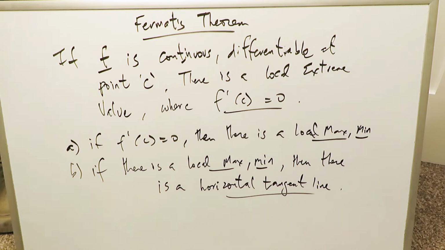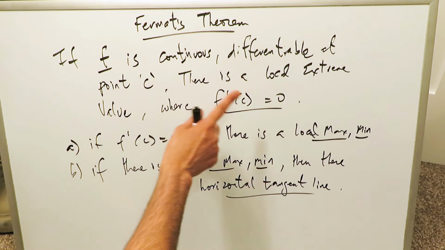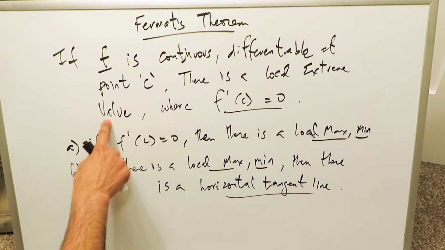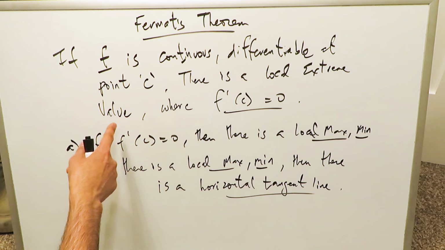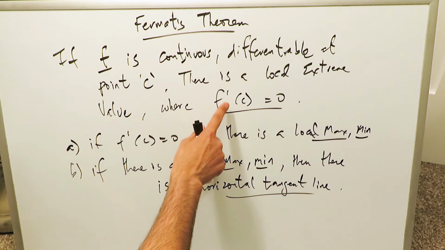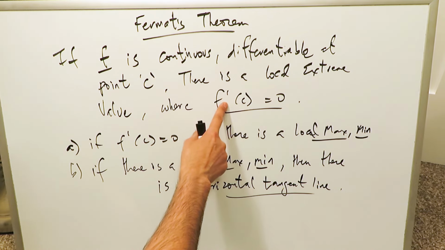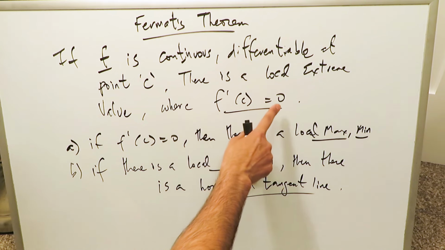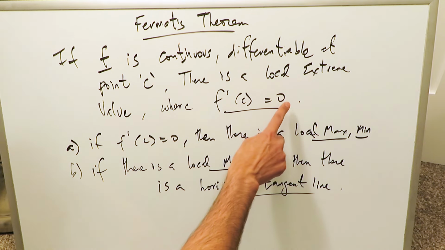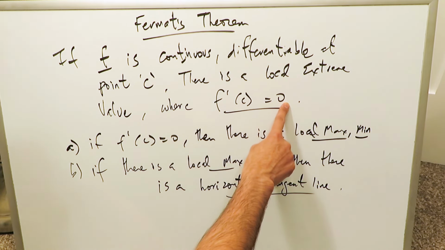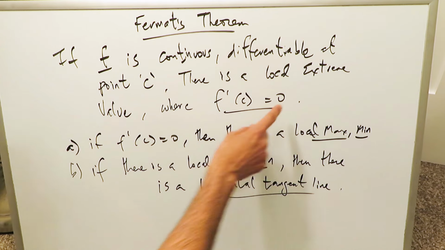Very generally, look here at the very top of this screen. We have a function. If it is continuous and differentiable at point c, there is a local extreme value, and we're talking here about a relative minimum or a relative maximum. It's synonymous with a local minimum or a local maximum, where the c value, the critical value placed in the derivative of the function, will give you a value of 0. You know what that means: a horizontal tangent line. The slope of the tangent line is equal to 0, the instantaneous rate of change is equal to 0.